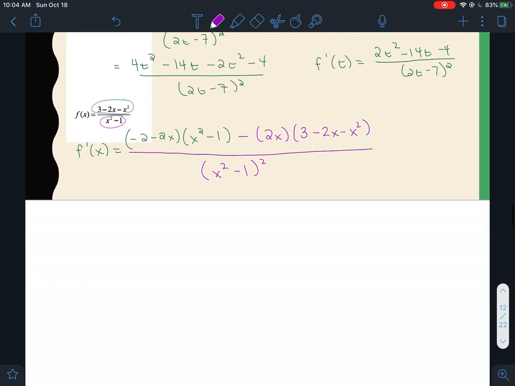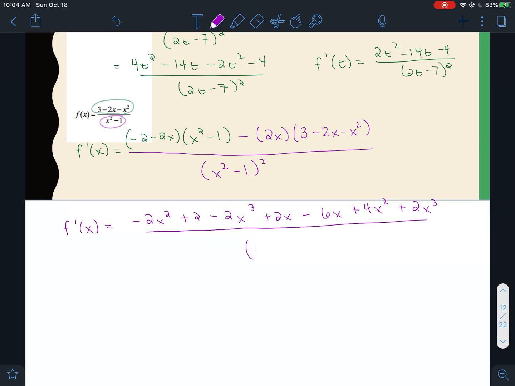And then if we wanted to simplify the numerator, we would have f prime of x is equal to negative 2x squared plus 2 minus 2x to the third plus 2x, then minus 6x, then plus 4x squared, then plus 2x to the third, all over x squared minus 1 squared. So I just multiplied out the parentheses, and then I distributed negative 2x to each of those.